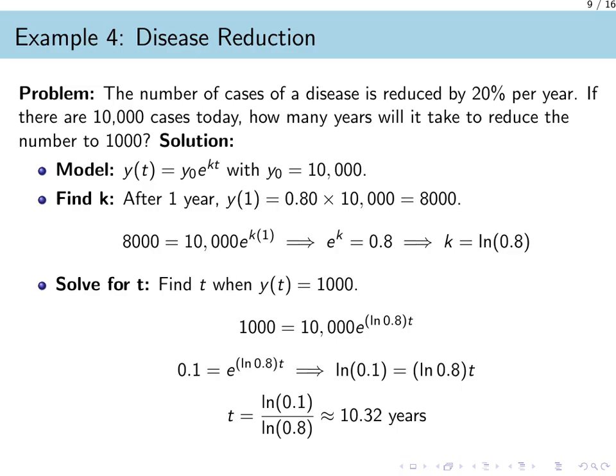Since the cases are reduced by 20% in 1 year, we know that 80% remain. We use this fact, that y of 1 equals 8,000, to solve for k, which is the natural log of 0.8. Notice that k is negative, which is what we always expect for a quantity that is decreasing over time. And finally, with our complete model, we set y of t equal to 1,000 and solve for the time t, which is about 10.3 years. The process is always to use an initial data point to find the rate constant before solving for the unknown.